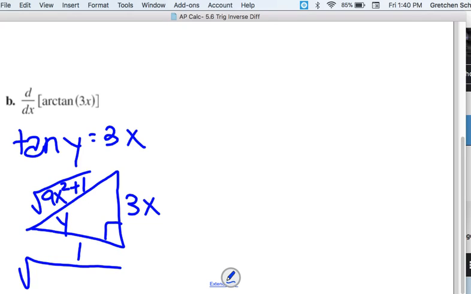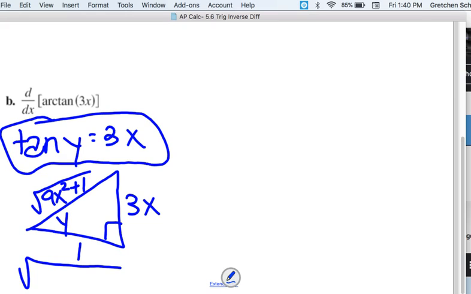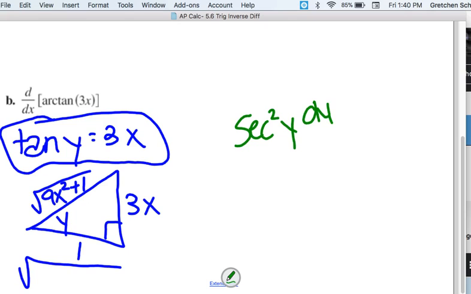So this is something I don't want you guys to memorize the derivative formula for, because you already know how to take the derivative of that. And why learn something new if you can just rewrite it? What's the derivative of tangent? Secant squared. So then, since it's secant squared y, chain rule, yeah. Derivative of 3x? 3.